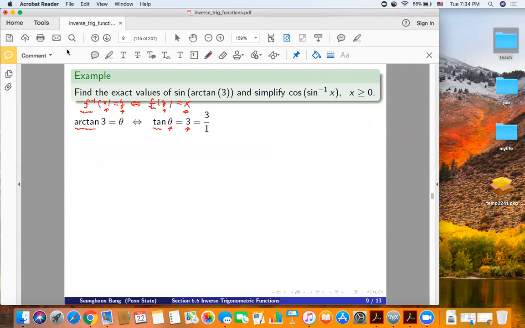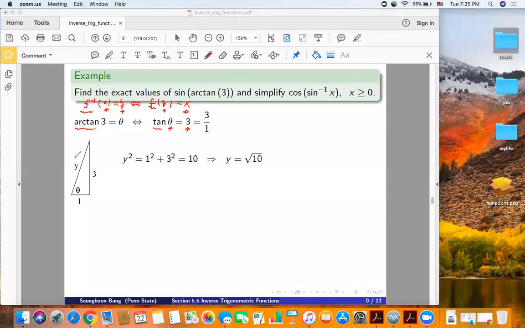The next, I can draw a right triangle and put it here. What is tangent theta? Exactly the opposite over adjacent, 3 over 1. The hypotenuse is the unknown y. How can you find y? We can use the Pythagorean theorem. y squared equals 1 squared plus 3 squared. 1 plus 9 is 10. Take the square root, y equals root 10.